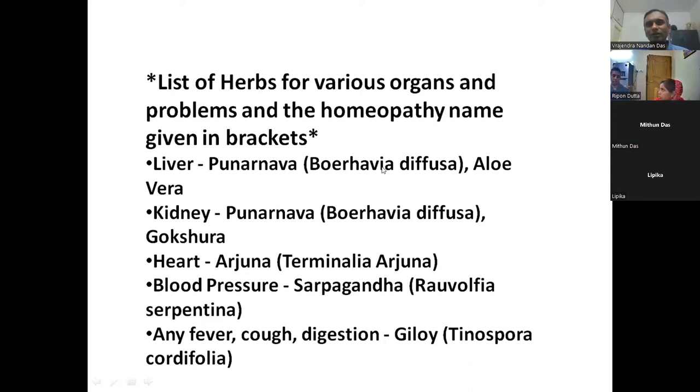Actually, this Boerhavia diffusa is just the Latin name for Punarnava. I have sent this list of important organs, and then the herbs and also the homeopathic names, to Rajeshwar Prabhu. So he will circulate it to everybody. Yeah, I've given it already.